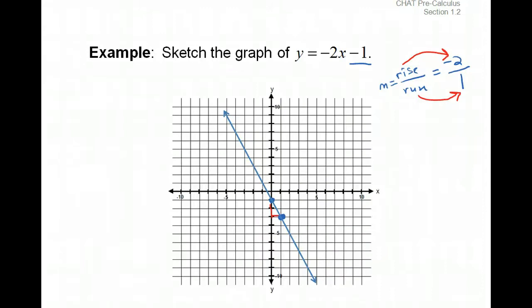Alright, there you have the line. Notice that this one goes downhill left to right, and the reason for that is the negative slope.